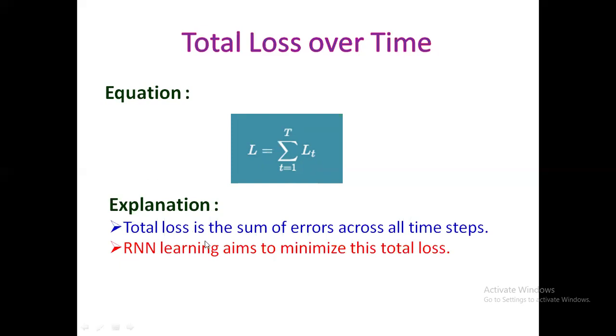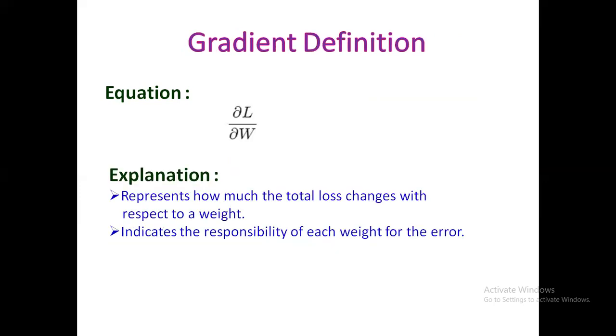entire sequence. The example for this case is, imagine a student takes daily quizzes for a whole week. Some days the score is low, some days it is high. To know how well the student performed overall, all quiz marks are added together. Similarly, an RNN adds error from all time steps to judge its total performance.